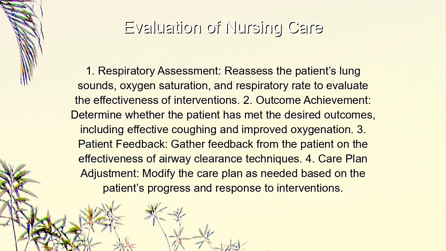Evaluation of nursing care. 1. Respiratory assessment. Reassess the patient's lung sounds, oxygen saturation, and respiratory rate to evaluate the effectiveness of interventions. 2. Outcome achievement. Determine whether the patient has met the desired outcomes, including effective coughing and improved oxygenation. 3. Patient feedback. Gather feedback from the patient on the effectiveness of airway clearance techniques. 4. Care plan adjustment. Modify the care plan as needed based on the patient's progress and response to interventions.